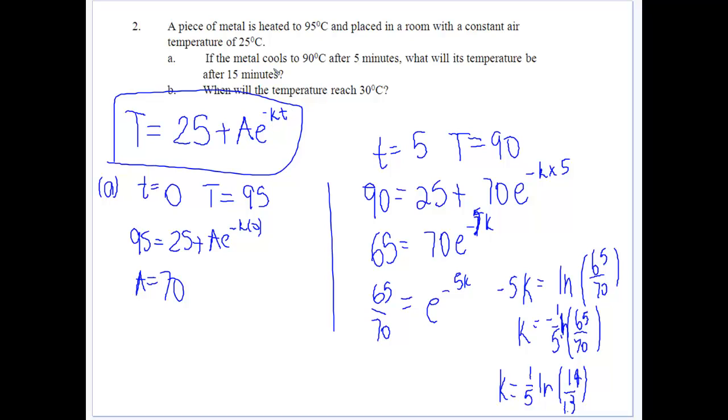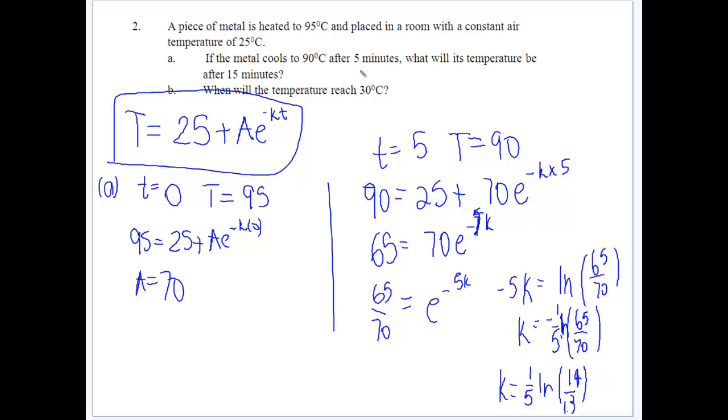But what we want to do is find a and k. So here's the part that is going to give us that data, because initially t is equal to 0, so the temperature is 95. So a then would give us 70, because e to the minus kt becomes 1 when t is equal to 0. So a must be 70, because 95 minus 25 gives us 70.